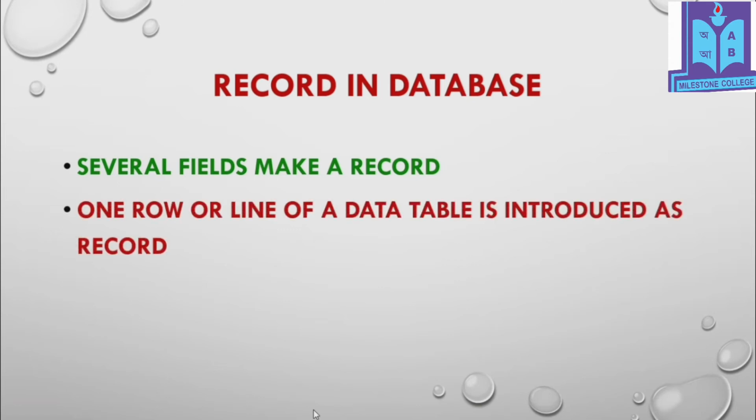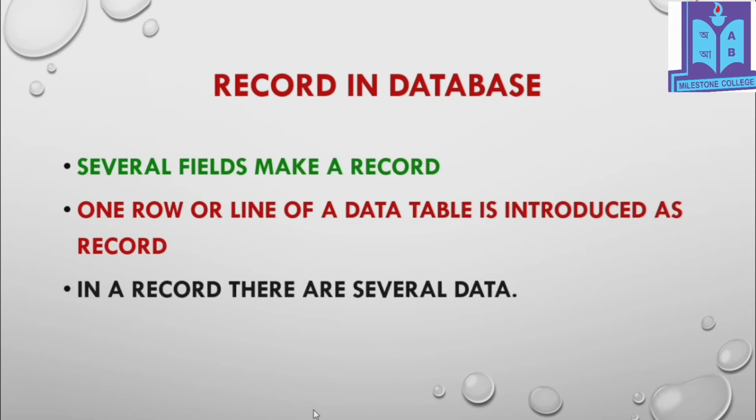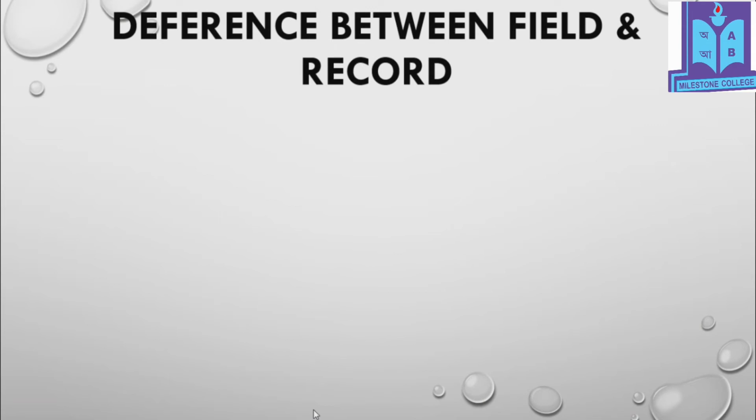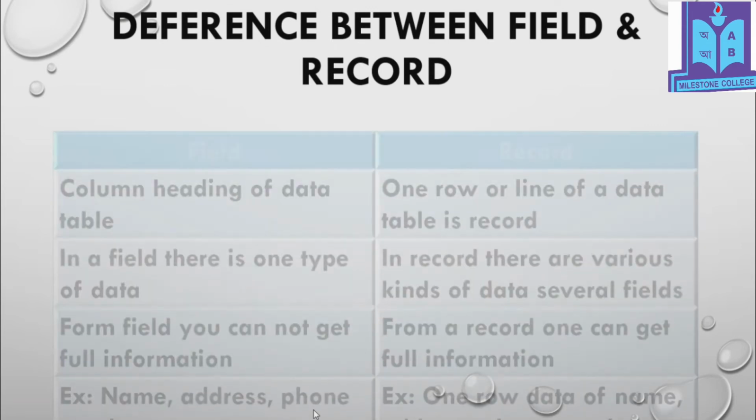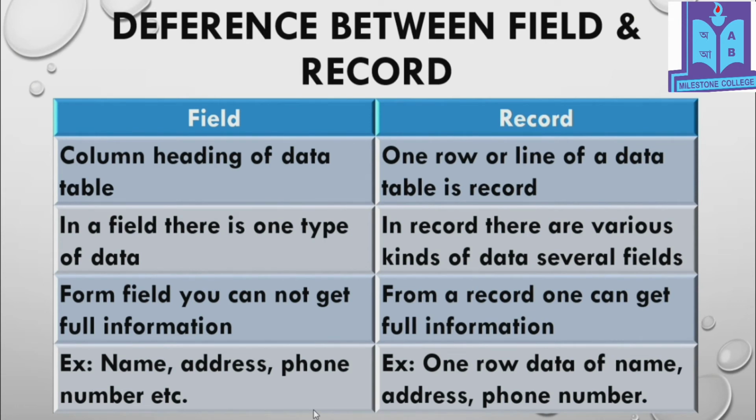Record in a database. Several fields make a record. One record or line of a data table is introduced as a record. In a record, there are several data. Difference between field and record now, we will understand it very simply. A column under a heading of a data table is a field, and one row or line of a data table is a record. In a field, there is one type of data. In a record, there are various kinds of data and several fields. From a field, you cannot get full information. From a record, you can get full information.